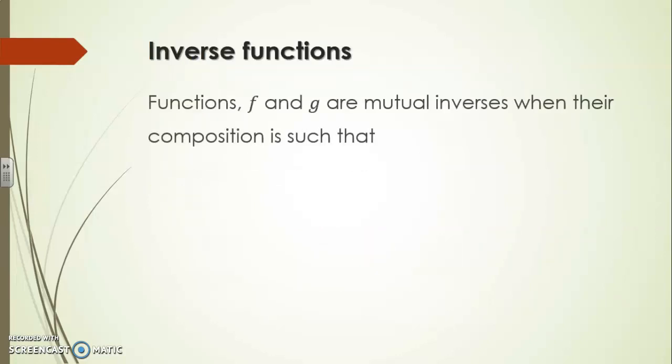Quick note on inverse functions. F and g are mutual inverses when their composition creates a result of x. So composing g with f of x or f on g of x should give x as the result. In other words, whatever f has done to x, g has undone it. And likewise, whatever effect g had on x, f will undo it as well, hence the name inverse.